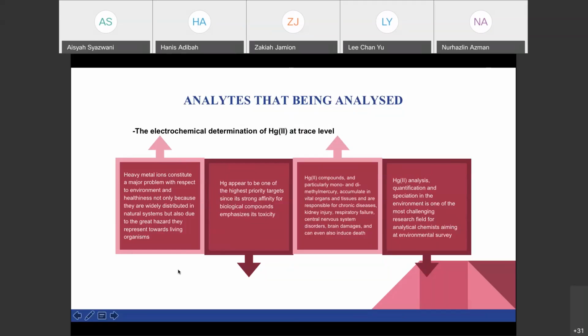Mercury compounds, and particularly mono and dimethyl mercury, accumulate in vital organs and tissues and are responsible for chronic disease and can also induce death. Mercury analysis, quantification, and speciation in the environment is one of the most challenging research fields for analytical chemists aiming at environmental survey.